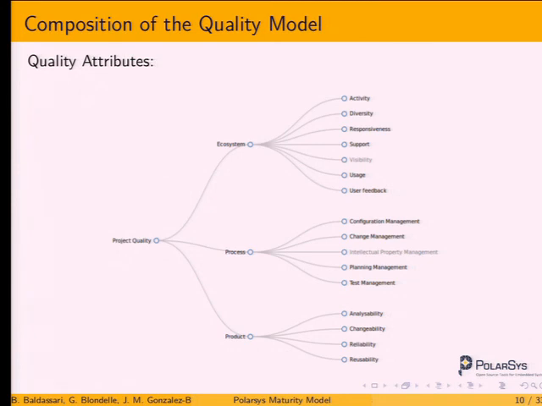As for the process part, you can recognize some of the key process areas of the CMMI. You have configuration management, change management, intellectual property management, which is quite important for Eclipse, planning management and test management. And for the product, we have 3 characteristics which are true for all open source projects: analyzability, changeability, and reusability. And in the context of an industrial solution, we also wanted to add reliability.